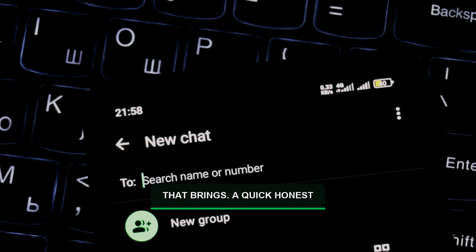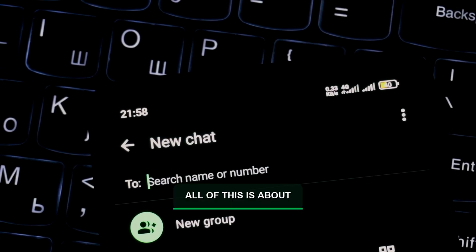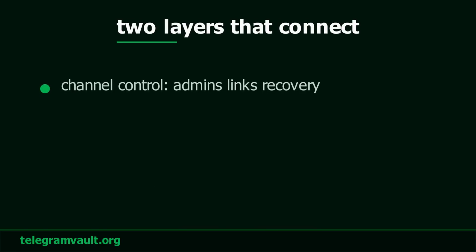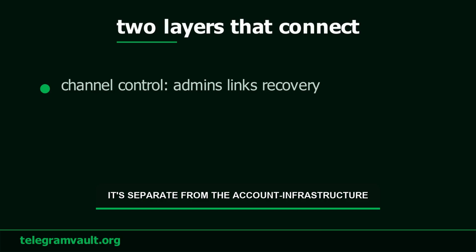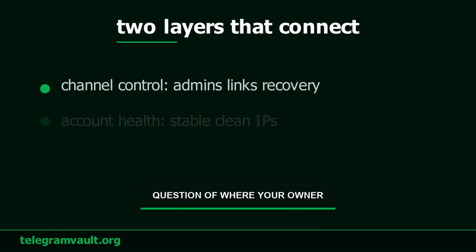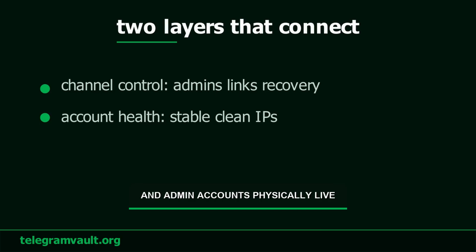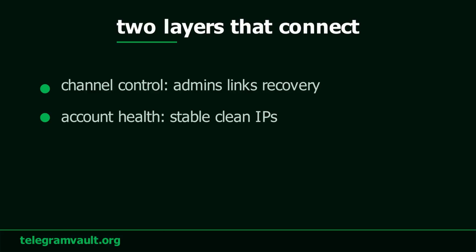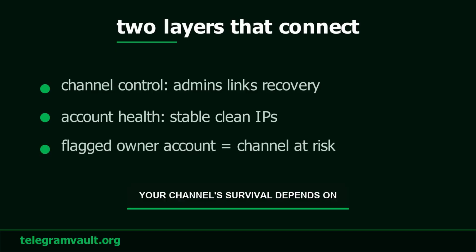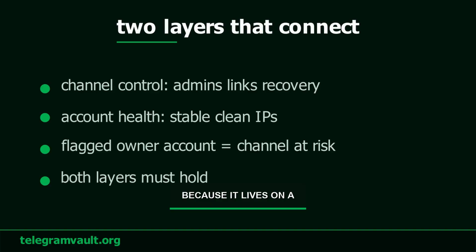A quick honest note on scope. All of this is about running the channel well. Control, recovery, and moderation. It's separate from the account infrastructure question of where your owner and admin accounts physically live and whether they're on clean, stable IPs. But the two connect at one point. Your channel's survival depends on your owner account surviving. And an owner account that keeps getting flagged or limited because it lives on a bad IP is a channel waiting to collapse. That's where the infrastructure side matters.